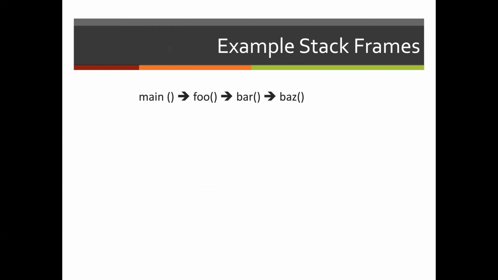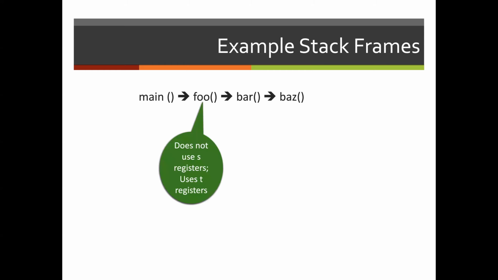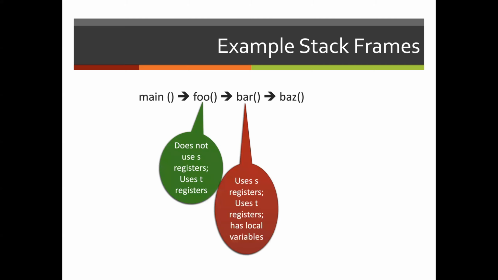So there are some additional considerations that you want to take into account when we're working with multiple routines and subroutines, or procedures and sub-procedures. Let's say we have our method main and we have our method foo, and we assert that foo does not use S registers. It uses T registers. We have our method bar. Bar makes use of S registers, and it uses T registers too.